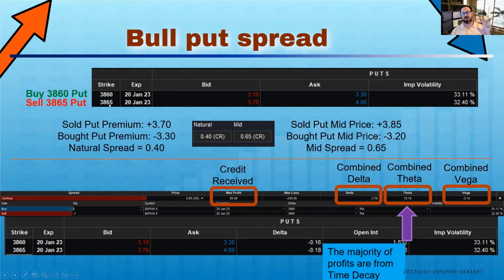Remember, options are 100 shares. I know we're trading an index, so it's not really shares, it's $100. So the maximum risk you could lose if you were exercising both options would be $500. But we collected $65 in premium, so therefore our max loss is only $435. That's how they come up with that.